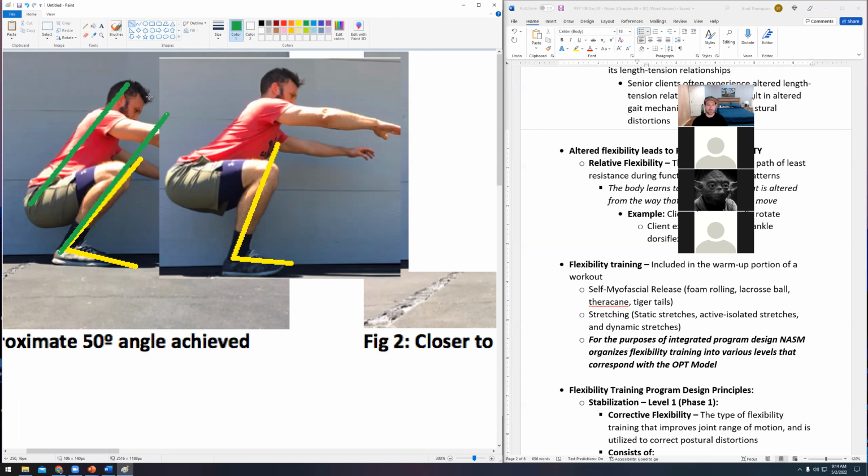See how those lines are parallel? That's an ideal squat. That's perfect. Whereas this version, these lines are going to intersect. That's an excessive forward lean. So that's how we can actually spot that.